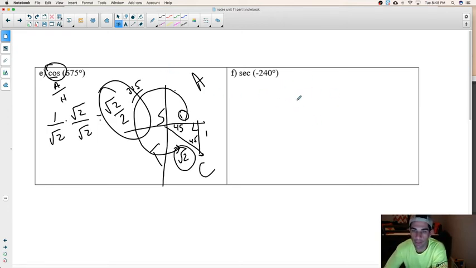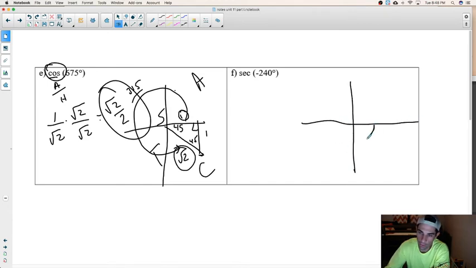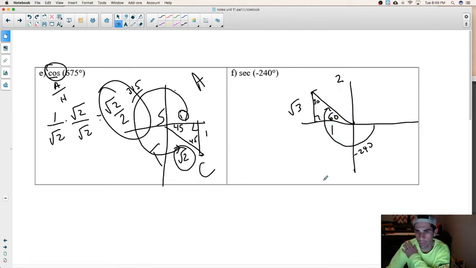Last but not least, secant, and we're going negative 240. So here we go. Here's 90, here's 180, and then 240 is going to be over here, right? So that's how you move negative 240. That's going to leave 60, because you hit that 180 mark to get to 240, with 60 left. 30, 60, 90 means the hypotenuse is 2, the opposite of the 60 is radical 3, and then the other leg is 1.